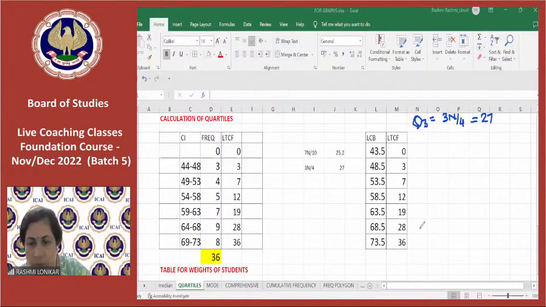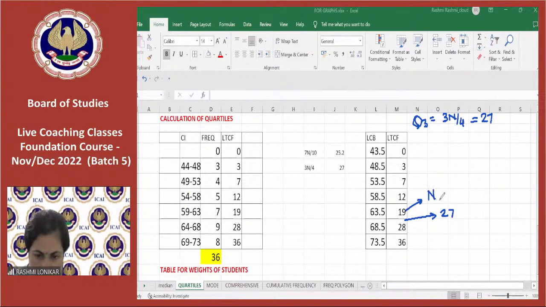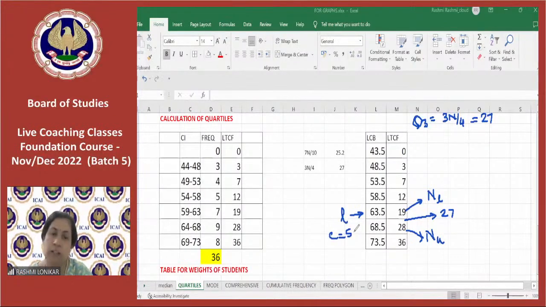Now, where will 27 lie? 27 will lie here. This will be NL, this will be NU, and this will be the L. And what will be C? C will be 5. Why? Because we have taken this example in which the class interval is uniform, and the class interval is equal to 5 for this sum.